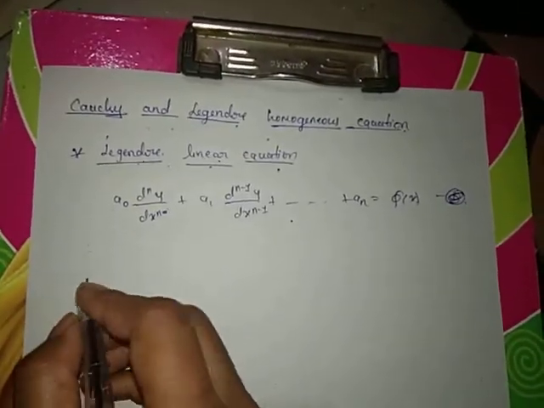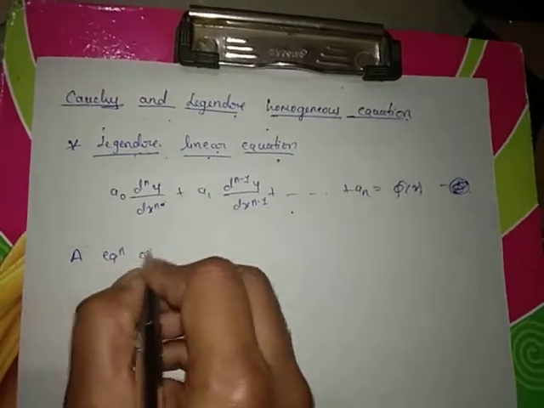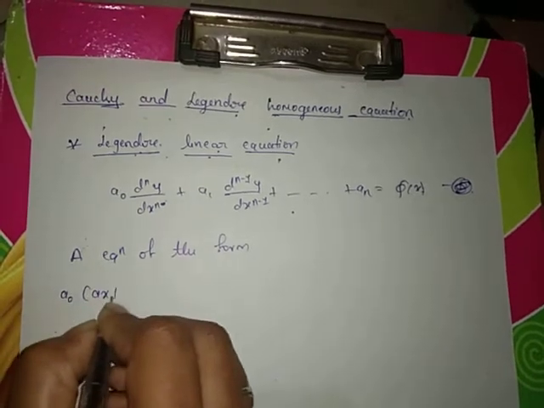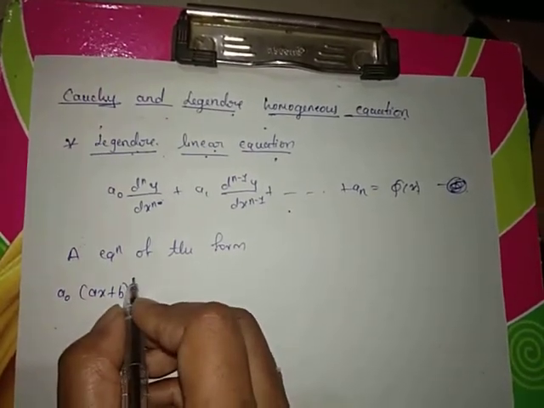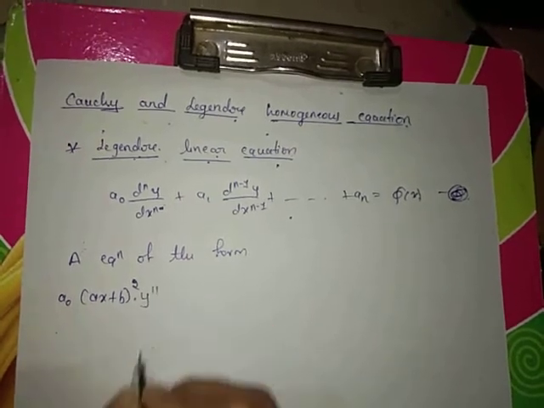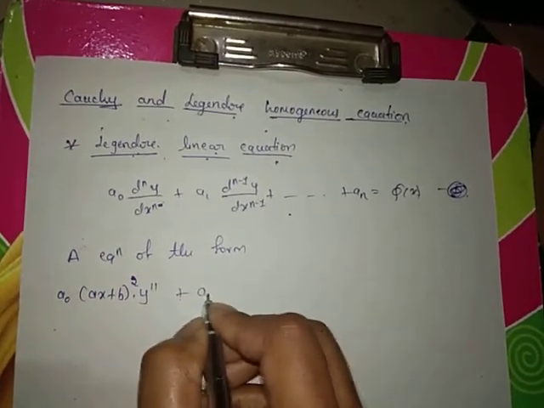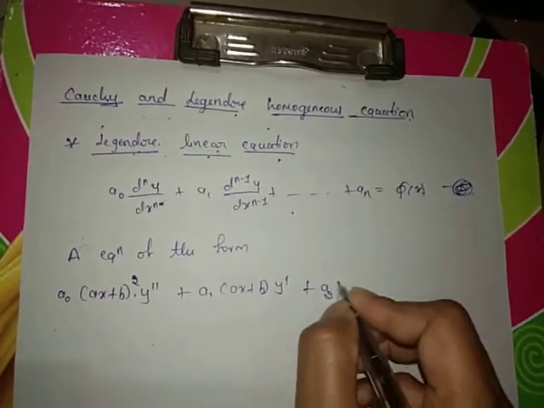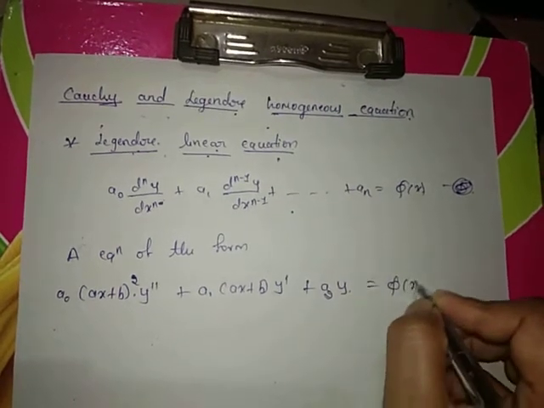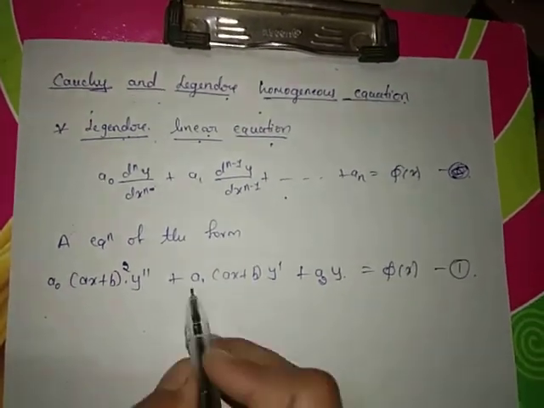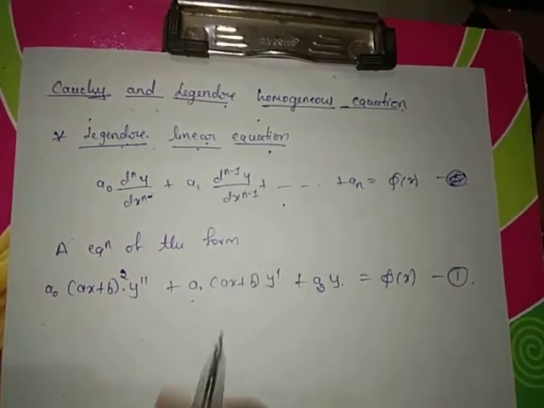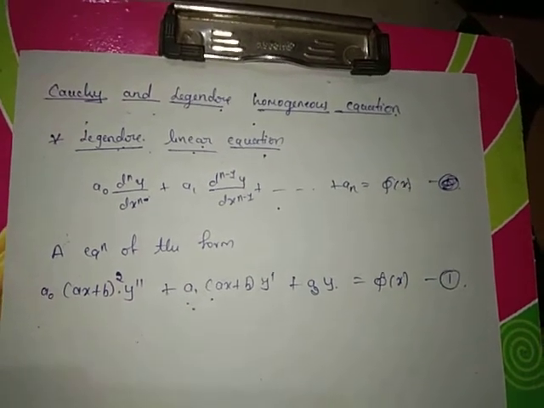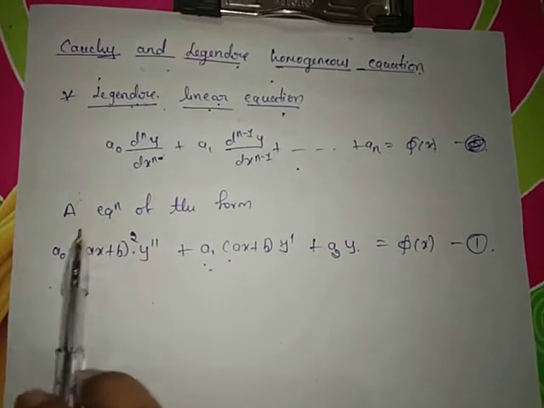So now we are discussing an equation of the form a naught into (ax plus b). Here I am considering only the second order: a naught (ax plus b) whole square y double dash plus a1 (ax plus b) y dash plus a2 y equal to some function of x. An equation of this form will be called a Legendre linear equation, having a standard form.